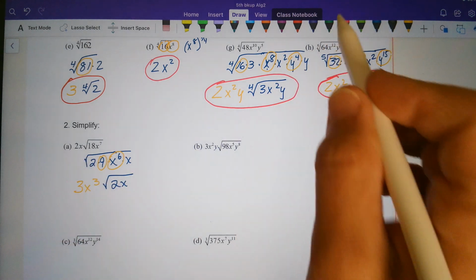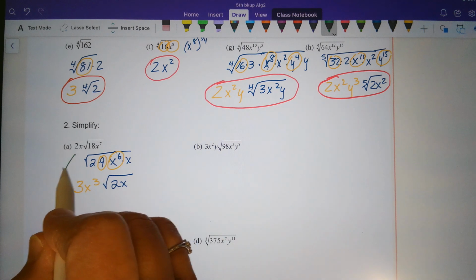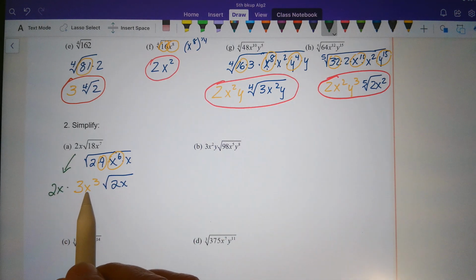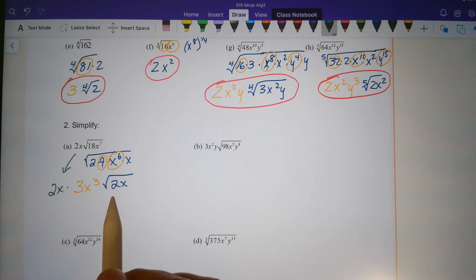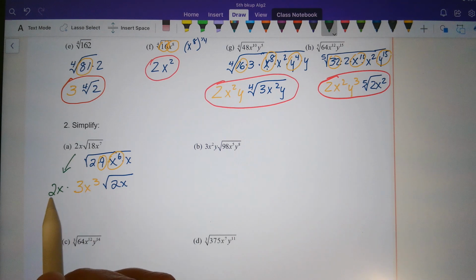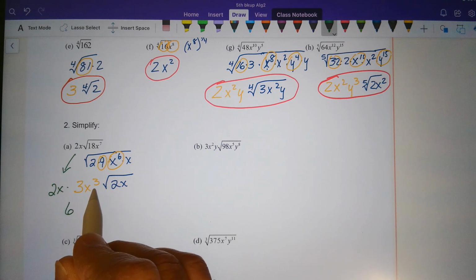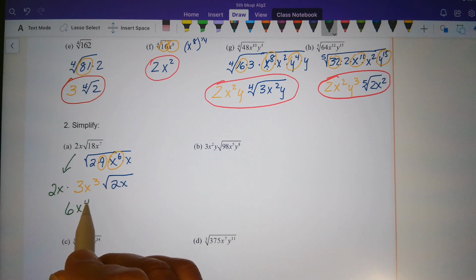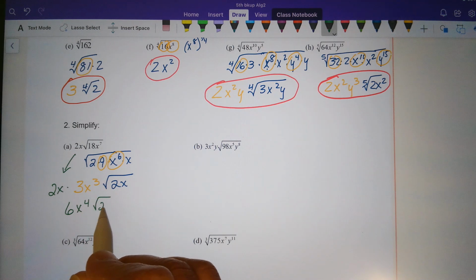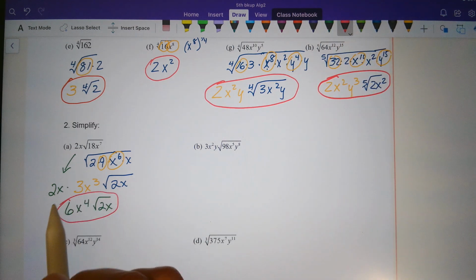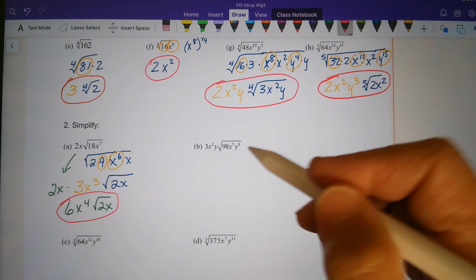And then let's bring down our 2x. So this is now 2x times 3x to the 3rd times the square root of 2x. Multiply 2 times 3 is 6. X times x to the 3rd is x to the 4th. And bring down the radical. So 6x to the 4th, square root of 2x.